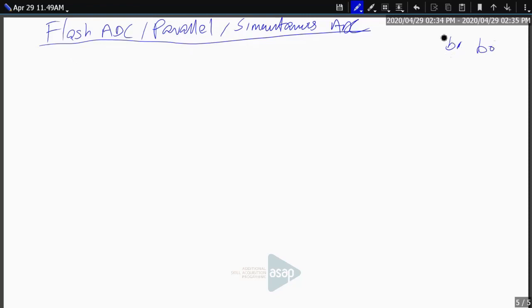The first technique that we would like to discuss is the flash ADC. The flash ADC is also sometimes called a parallel ADC, as I was mentioning at the beginning, or it is also called a simultaneous ADC. Without wasting any time, we will directly look into how exactly this is done. What is the principle of operation of the flash ADC circuit?